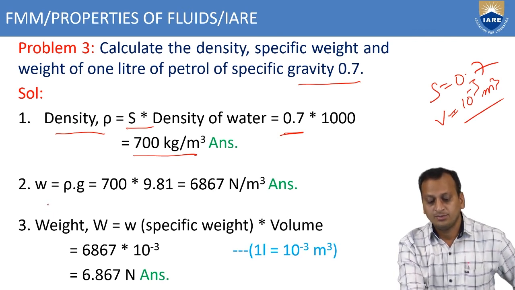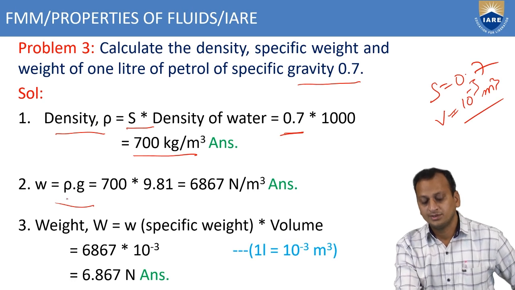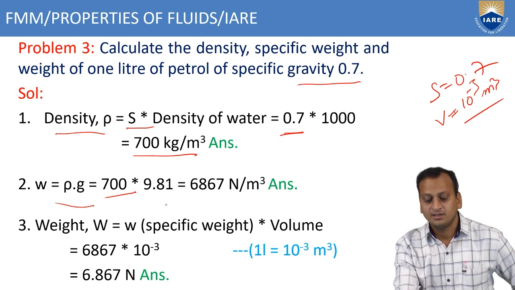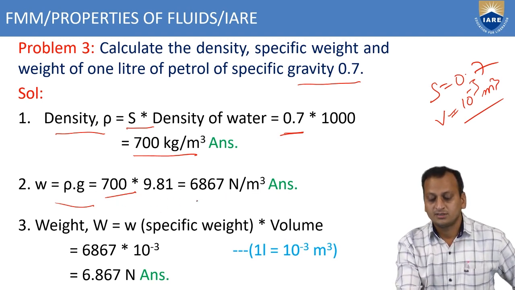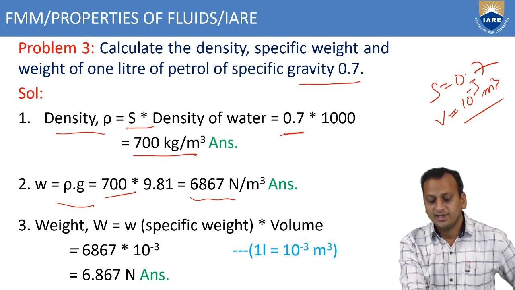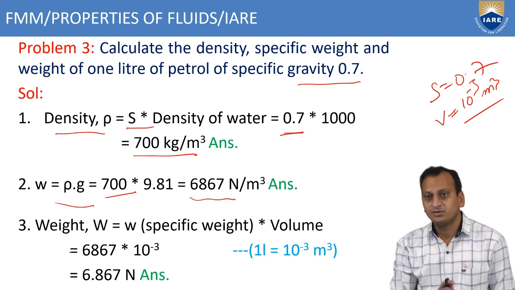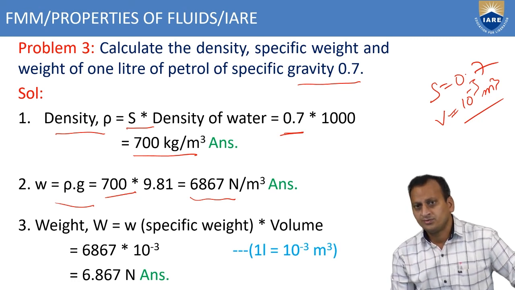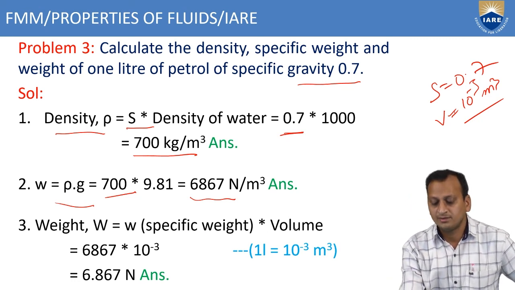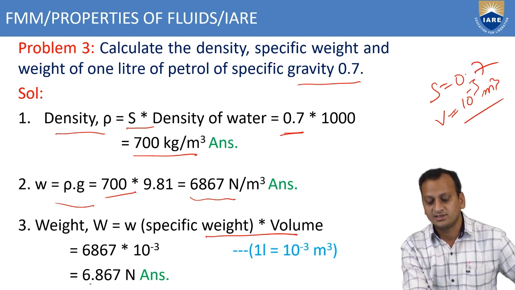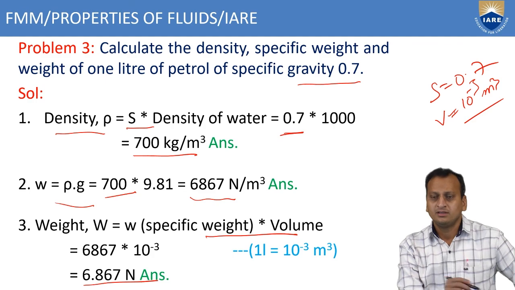Similarly, we know w equals rho g, specific weight equals rho g. So this rho is 700, which we have just calculated as the mass density, into g is 9.81, then the specific weight becomes 6867 Newton per meter cube. Similarly, how do you calculate weight? We know specific weight equals weight per unit volume. So if you need weight, then specific weight should be multiplied with volume. So here we get 6867 into volume 10 power minus 3. Therefore, 6.867 newton is the weight of the particular fluid.